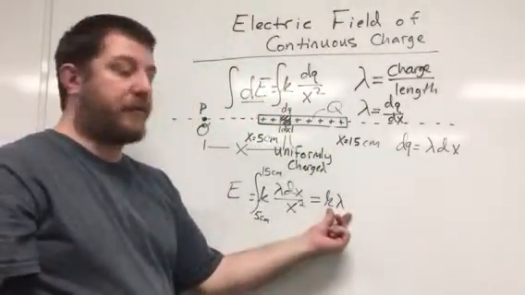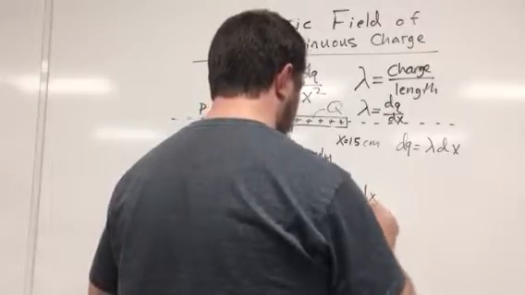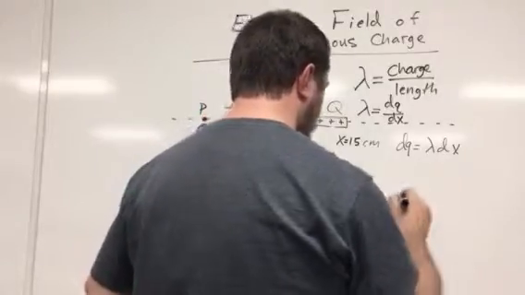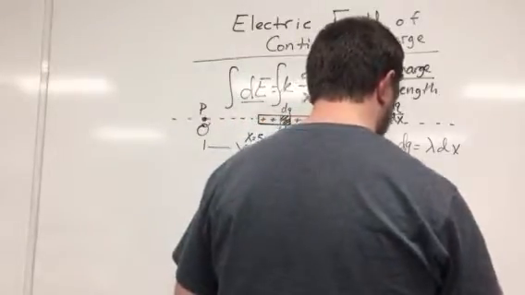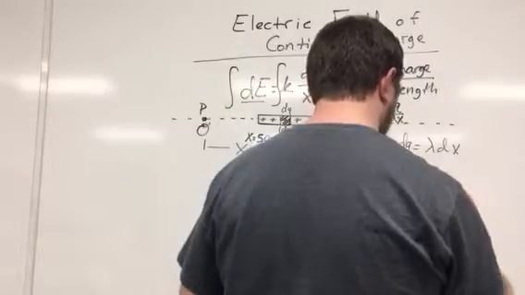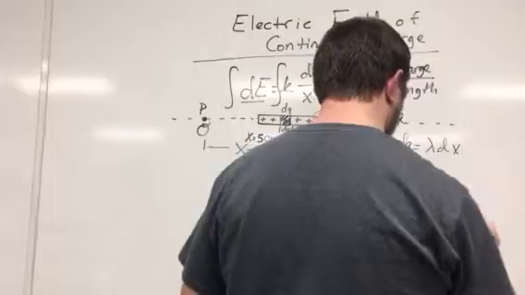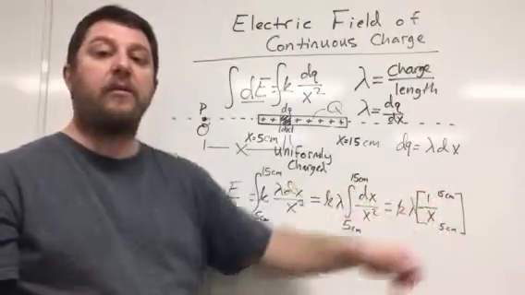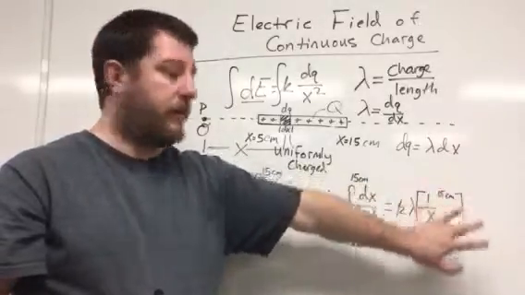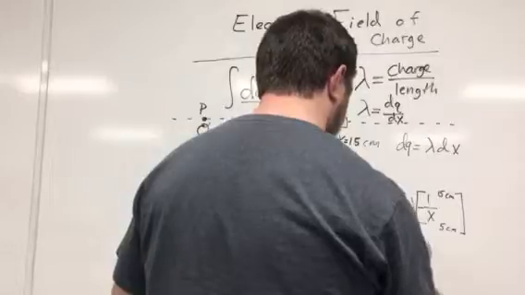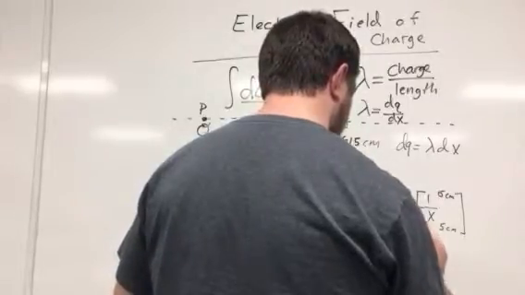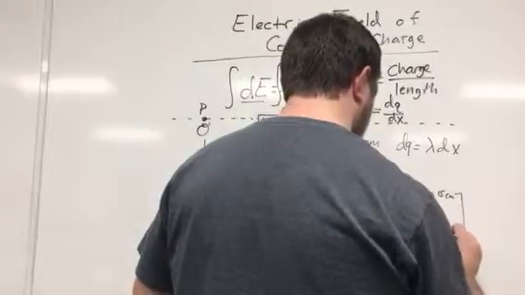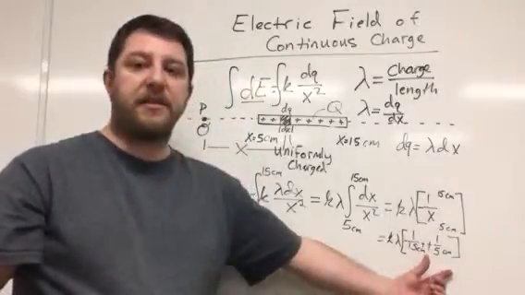And now I can pull my constants out front. And I've arrived at this expression. So k times lambda times my integrated variable, negative 1 over x, from my endpoints. And I finally arrive at this expression.